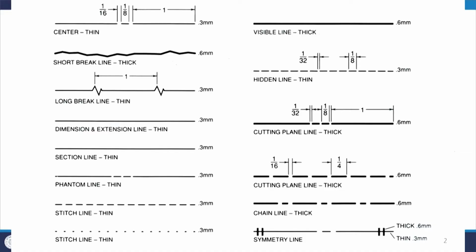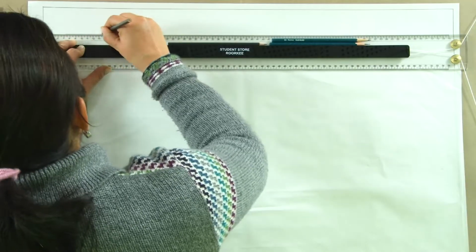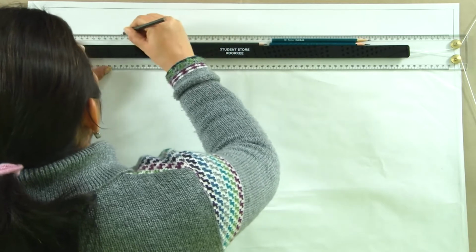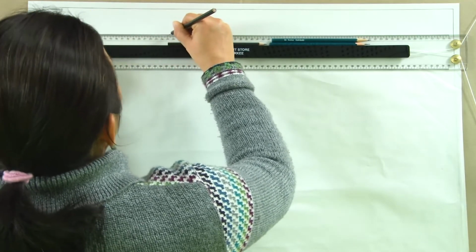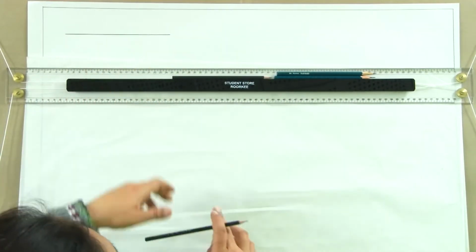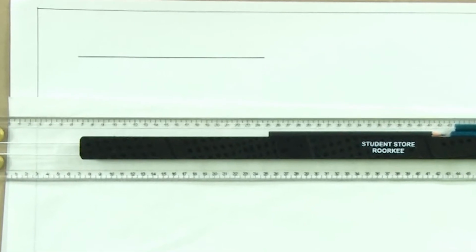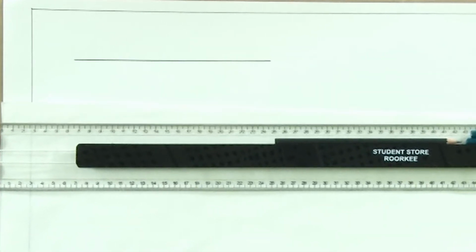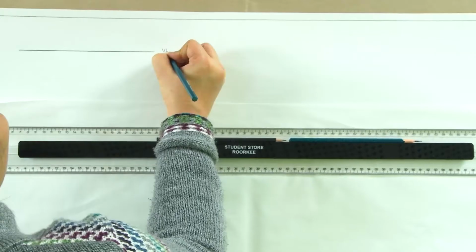So the first line that we are going to look at is the visible line. Whenever in an object something is visible, it could be either in section or in elevation, we will draw a continuous line which is called a visible line. Now this line that we are talking about is a thick line, because this is what we are going to be seeing. So whenever we draw on a sheet, we will have a thick visible line, and I am going to simultaneously write the different names for this. This one is a visible line here.